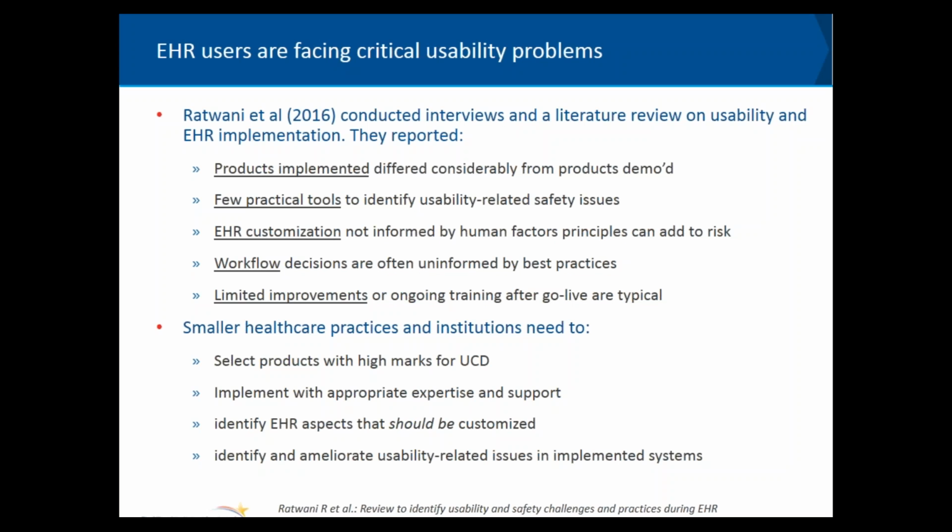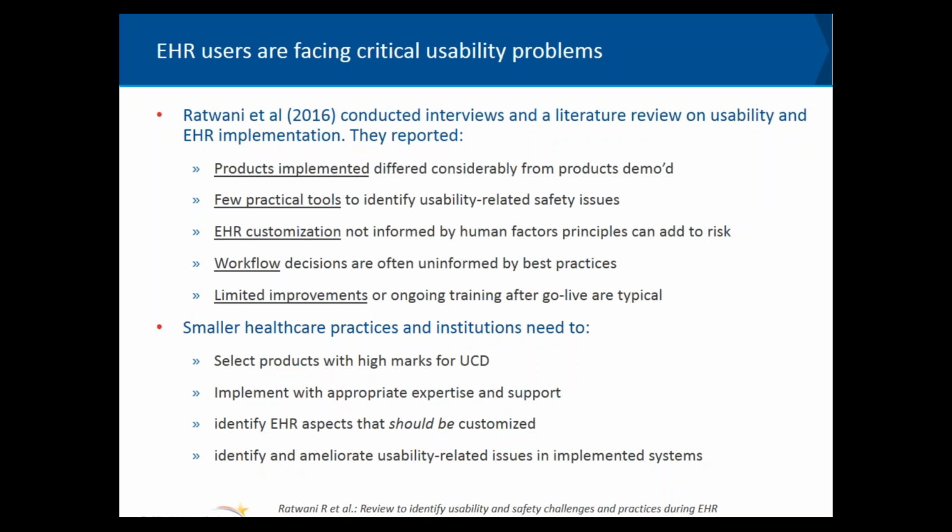This slide is a chance to talk a little bit more about the kinds of problems that people face and some of the research behind that. There was a study published in 2016 by Raj Ratwani, Zack Hettinger, who's one of our presenters today, and their colleagues, including the ONC folks, in which they did a systematic literature review as well as interviews. Their focus was really to try to understand the breadth of the intersection between usability challenges and safety. What they found was that there were a lot of differences between products as implemented compared to products as demoed, which was not surprising, but as you can imagine, that may lead to unanticipated issues once you've gone live.